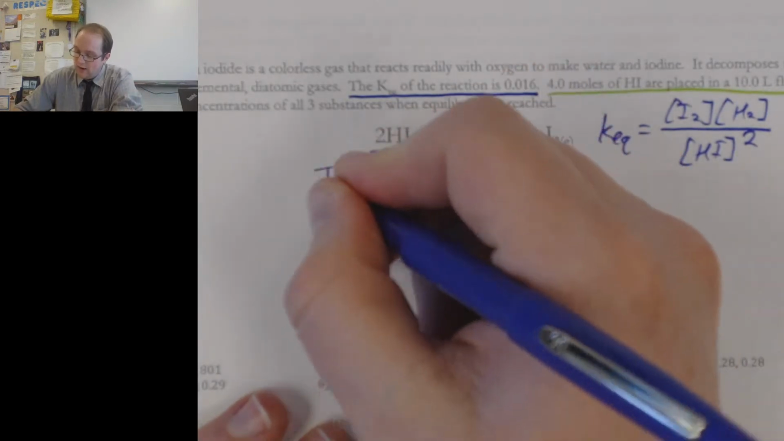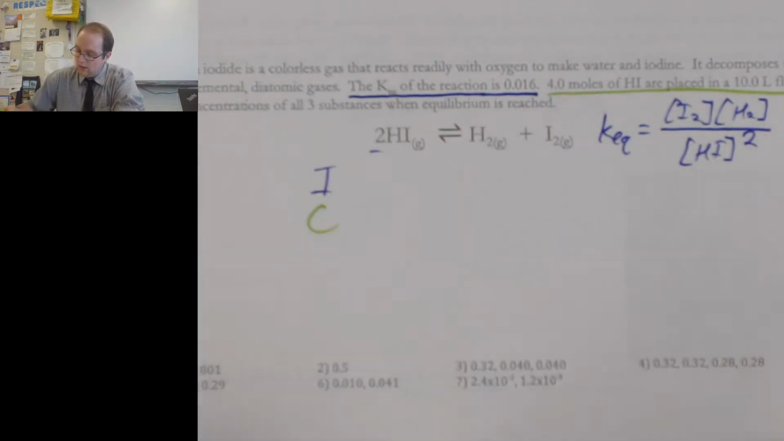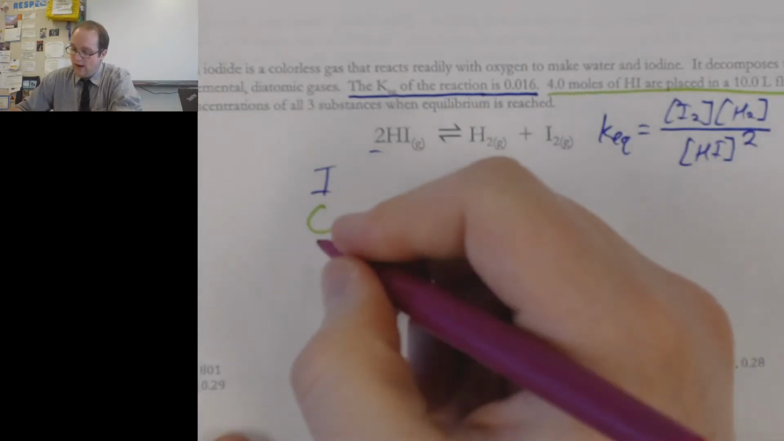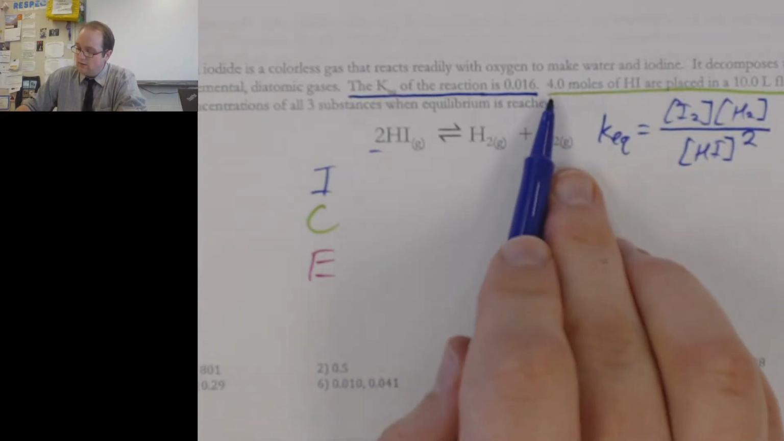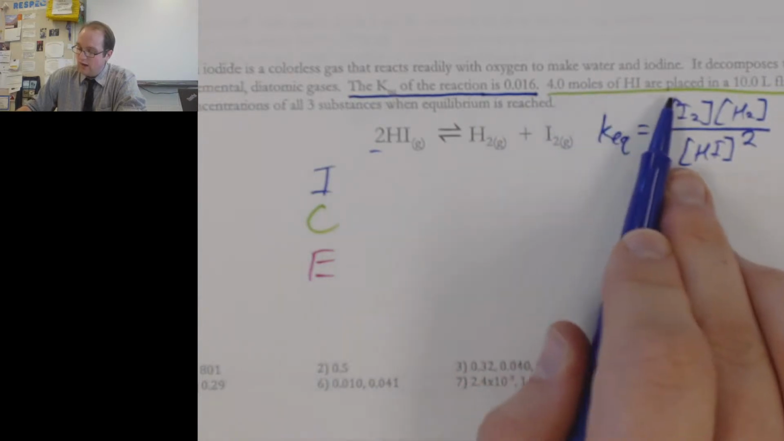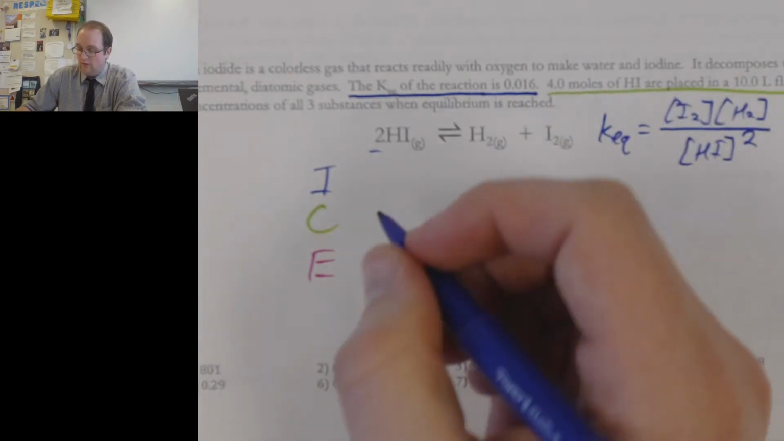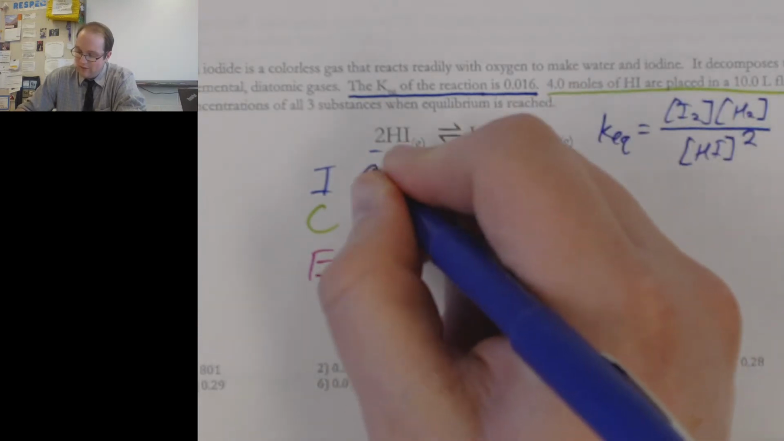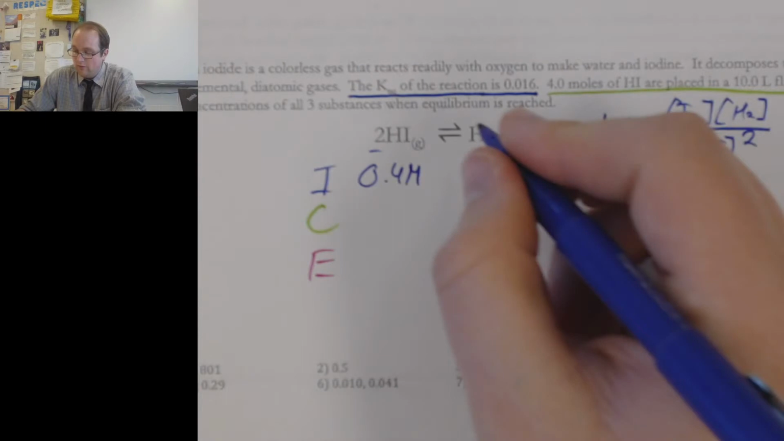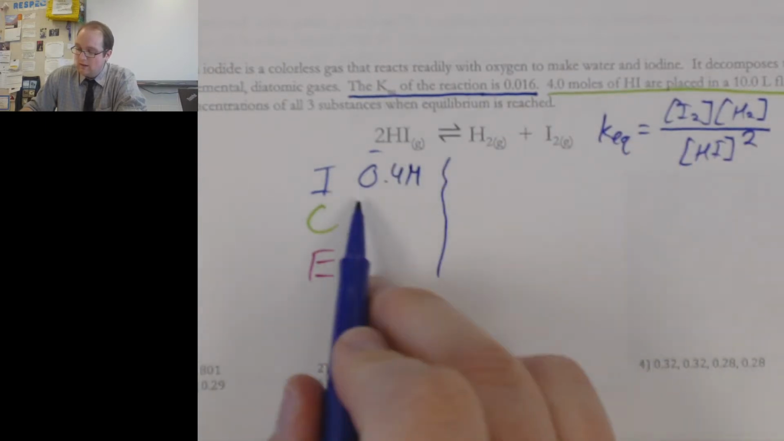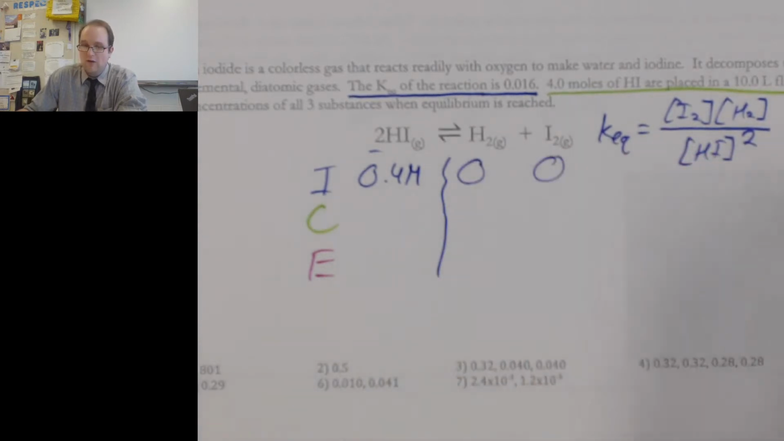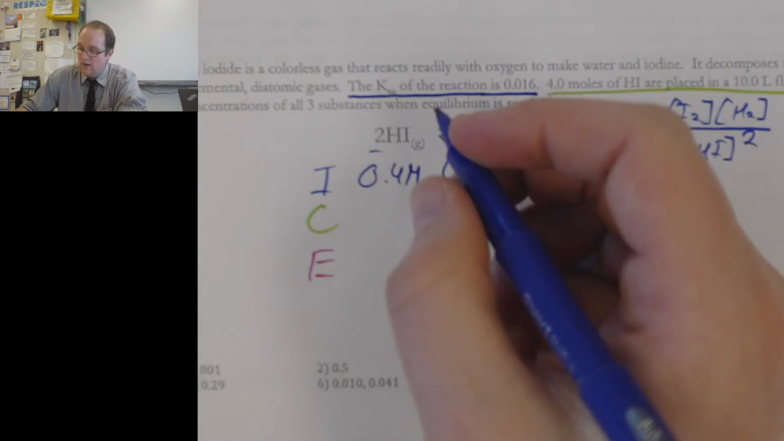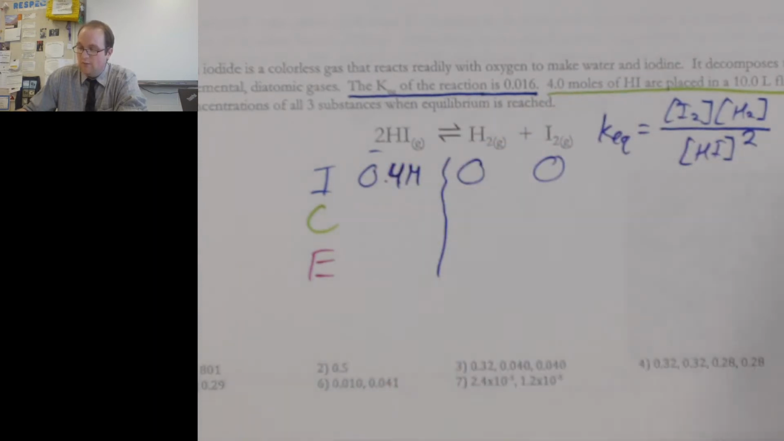Let's break down our I, our C, and our E. And remember, the I stands for the initial. I'm going to want to have the initial concentration of everything I know. In this case, it's the 0.4 moles of HI divided by 10 liters. So that's simply just going to be 0.4. I barely even need a calculator for that one. And we have 0.4 molar. This is our starting amount. And because we're not told anything else, I can assume that the rest of my starting amounts are 0. Those initial values, we have a lot of reactant, but no products are made yet.